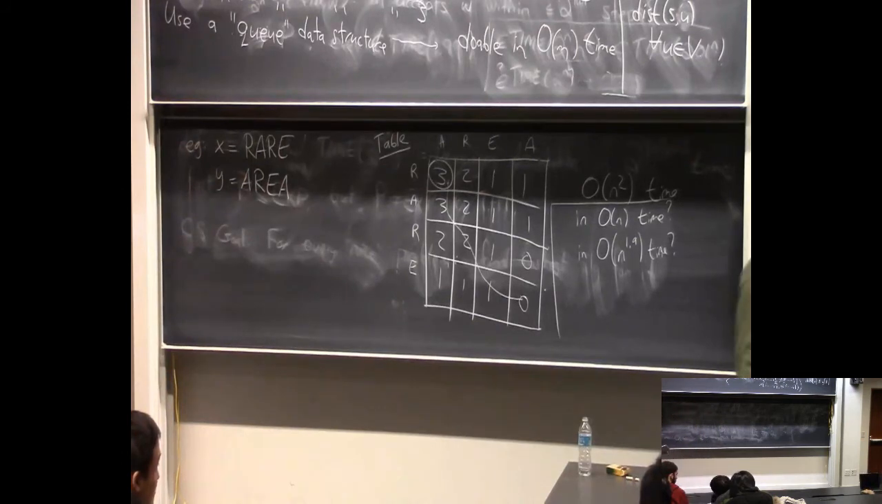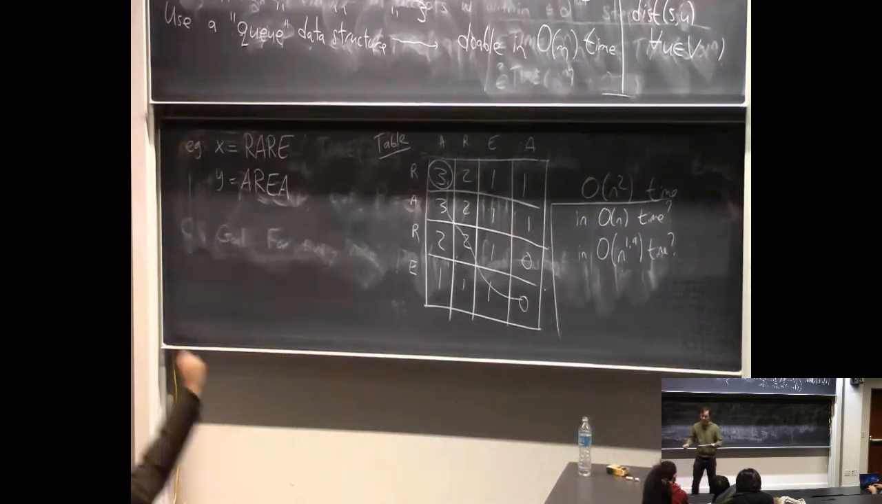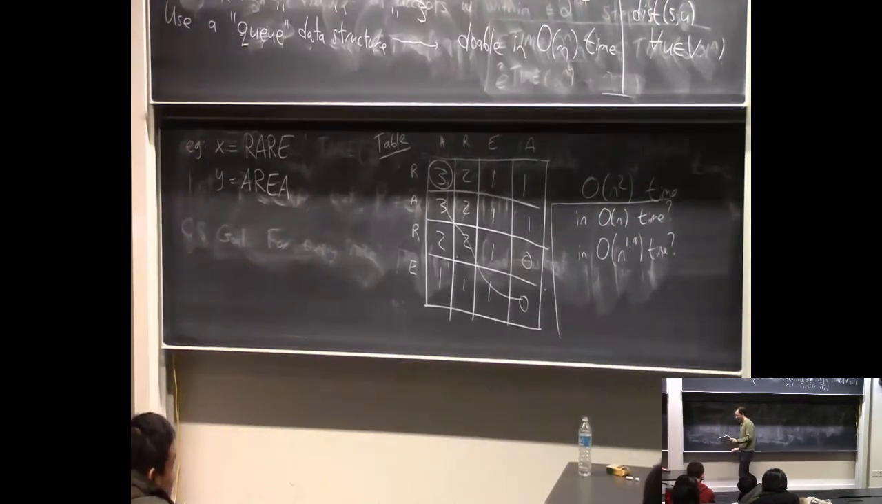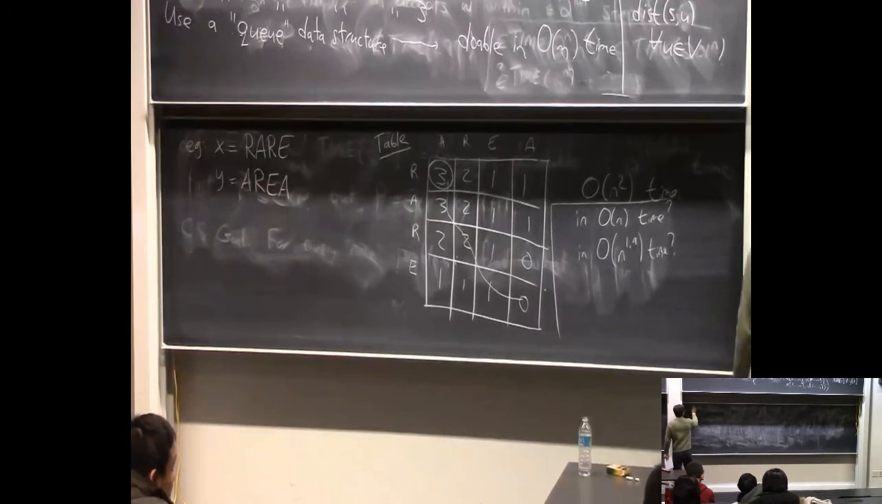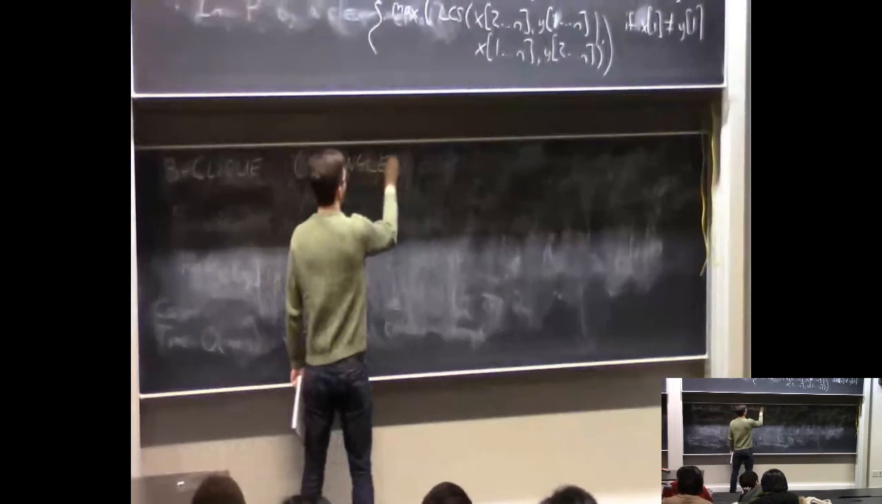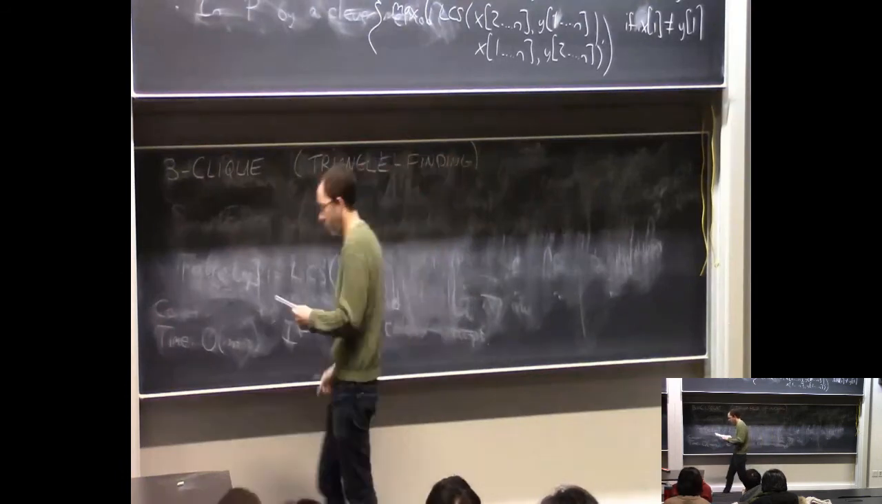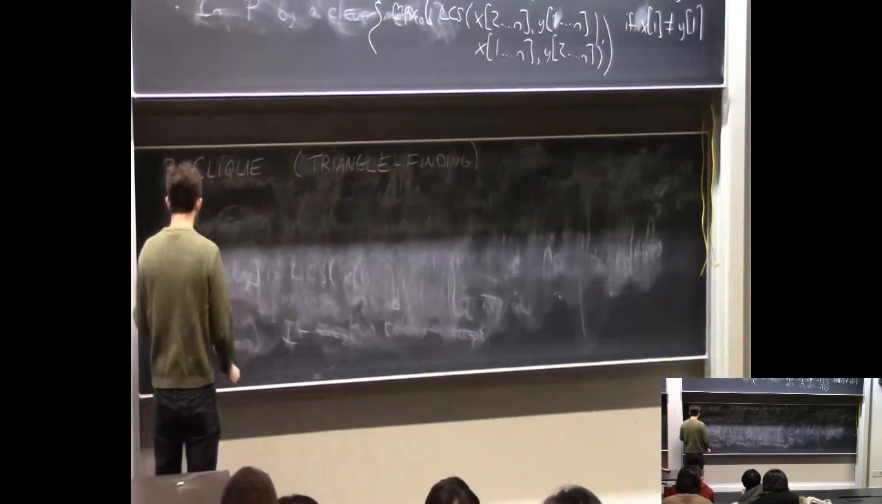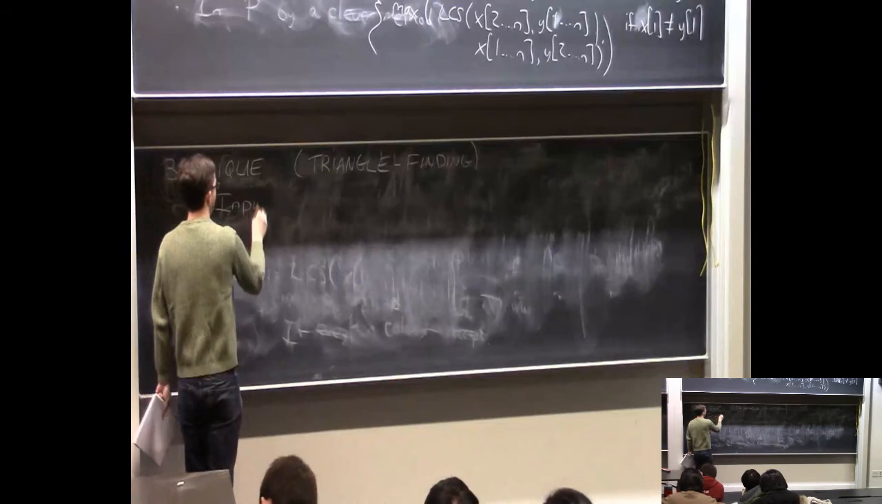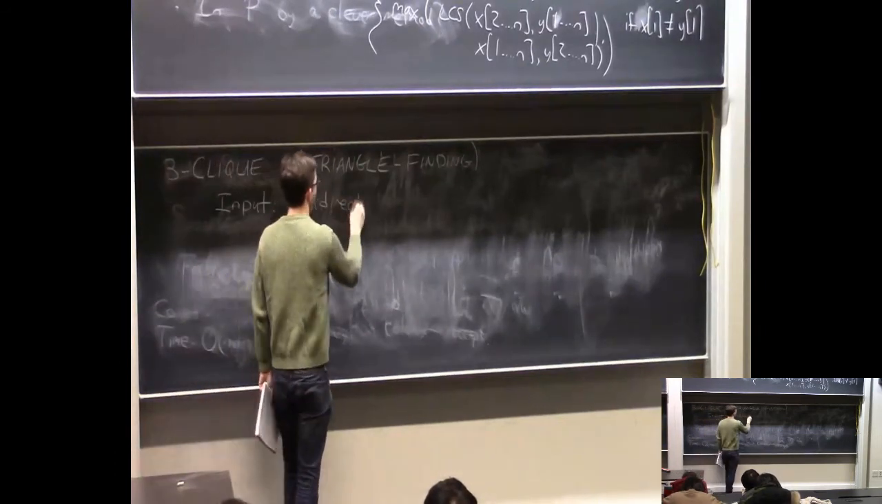OK, so let me talk about one more problem. It's not going to be a really amazing punchline or anything. It's just one more problem, and then we'll be done for today. It's called the 3-clique problem, also known as triangle finding. The input to this is a graph. I'm just going to stop writing the encoding notation. It's an undirected graph.